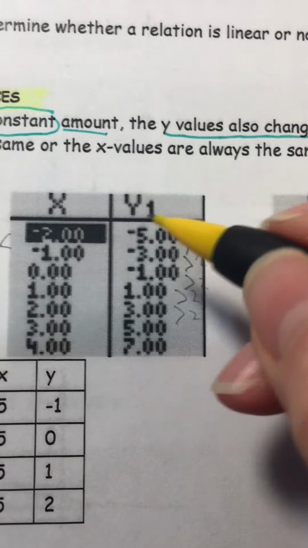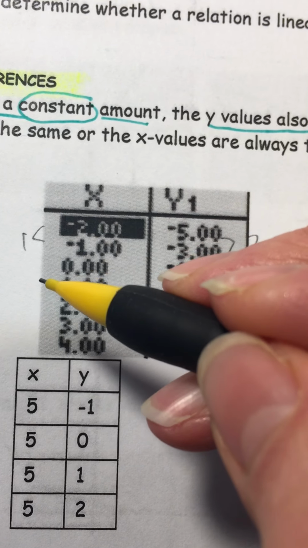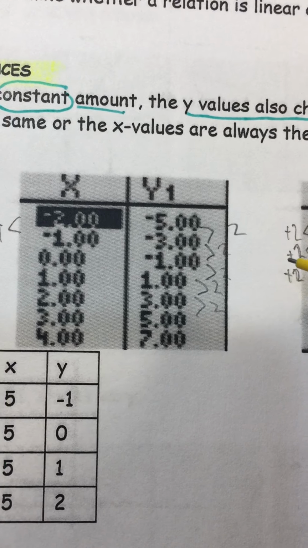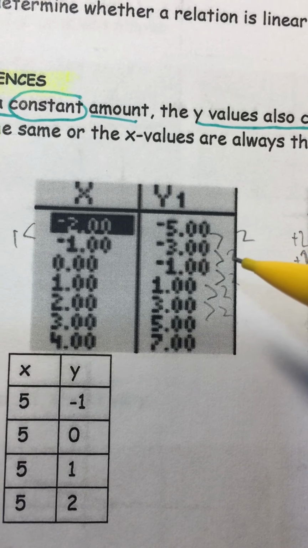This one here, the first differences in the x's were increasing by 1. So the difference in our x's was 1. The difference in our y's was 2. So the slope of this line was 2 over 1, or 2 was the slope.